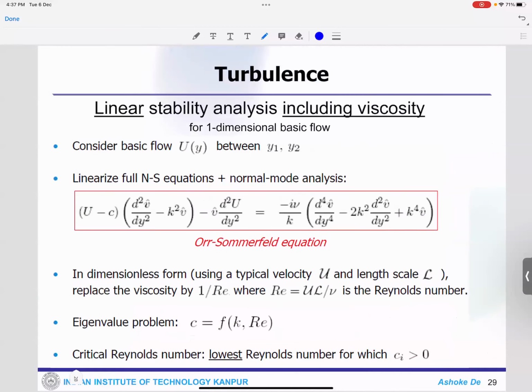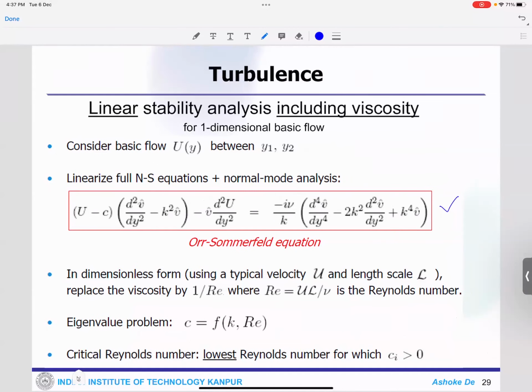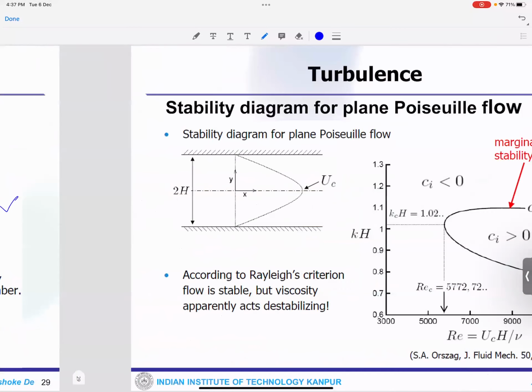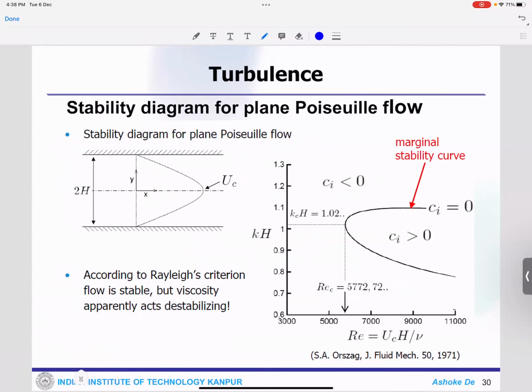If you include the viscosity there, then you get this equation, which is very well known as the Orr-Sommerfeld equation. If somebody has done boundary layer theory, or the boundary layer profile, finally you try to solve this eigenvalue problem, which is going to be a function of the wave number and Reynolds number. We try to see what the critical Reynolds number is. Just to note, one can actually carry out those stability calculations and find this kind of graph.